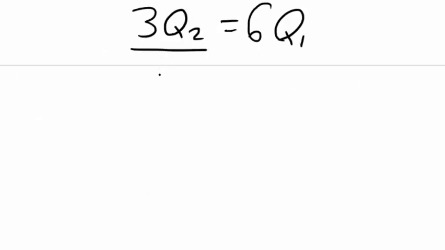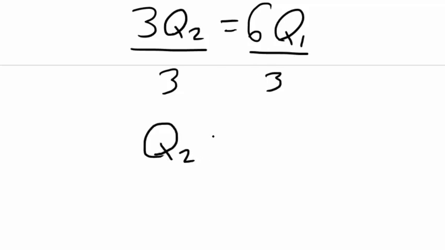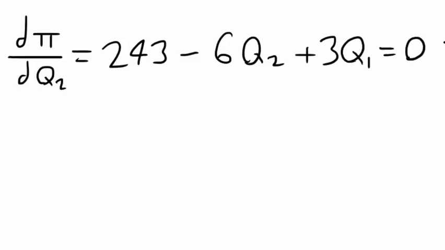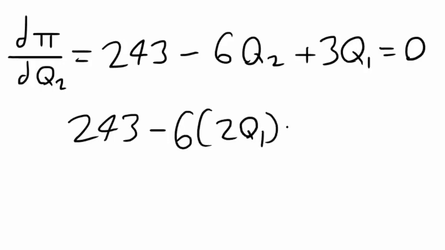And so if we divide both sides by 3, we get Q2 equals 2Q1. Now, if we take the derivative of the profit function with respect to Q2, we get 243 minus 6Q2 plus 3Q1 equals 0. And we figured out what Q2 is, so we can substitute what that is into our function. So we have 243 minus 6 times 2Q1 plus 3Q1 equals 0.